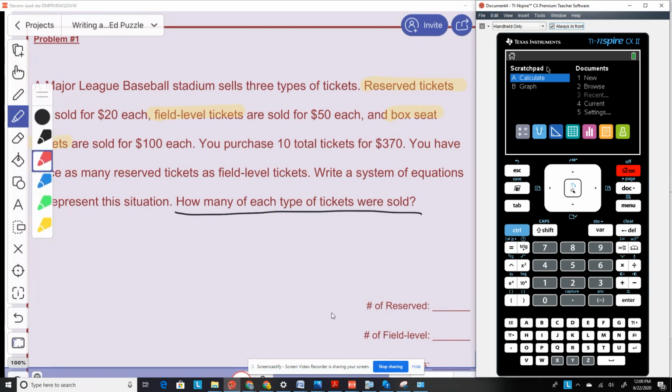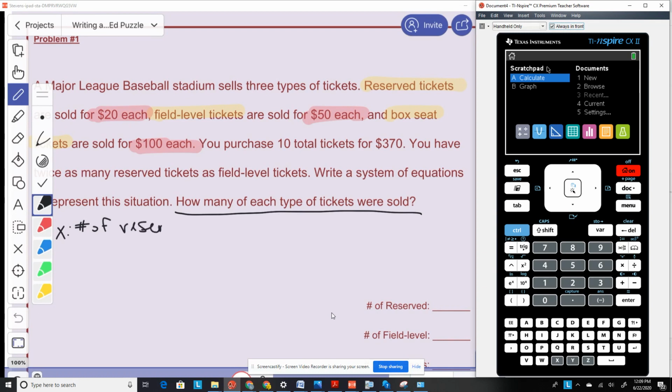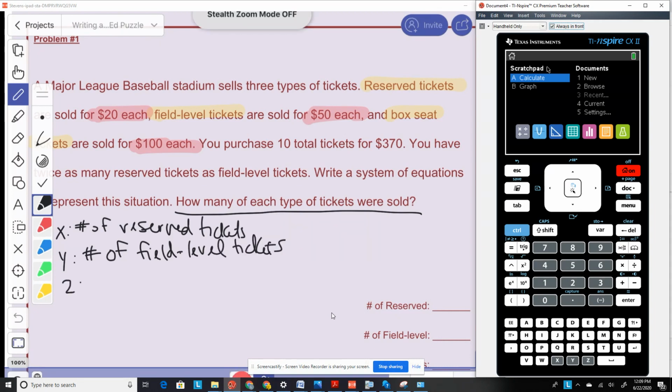The other things that were important is that reserve tickets were $20 each, field tickets were $50 each, and box seats were $100 each. So defining our variables, X is going to represent the number of reserved tickets. Y is going to represent the number of field level tickets. And Z is going to represent the number of box seats sold.